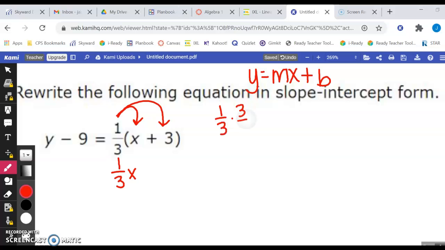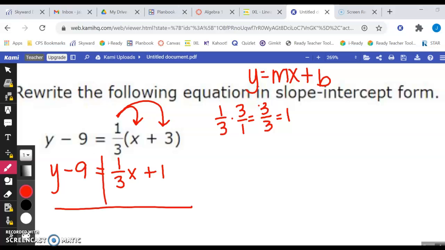And remember, 3 is the same thing as 3 over 1. So if I multiplied that, I would have 3 over 3, which is the same thing as 1. So then this would be plus 1. And we didn't touch this y minus 9 over there, so I'm going to bring that down.